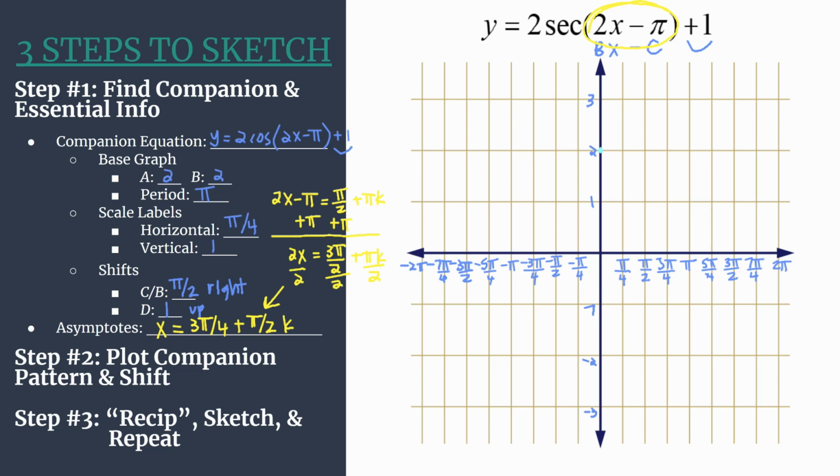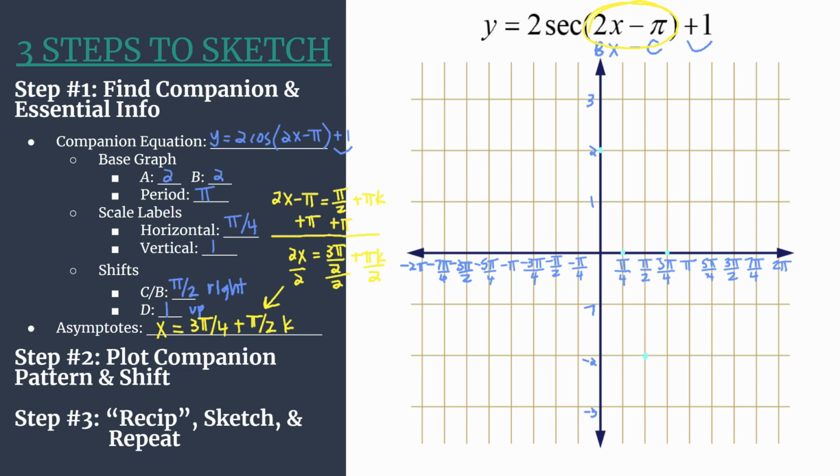Remember that your points for this base companion pattern should align with your horizontal tick marks. So move to pi over 4, that will be where your first x-intercept is. Move to pi over 2, we're going to have a minimum here, and you get the y-coordinate by taking the opposite value of a. And then at 3 pi over 4, your next horizontal tick mark, you have another x-intercept. You can see that cosine pattern already sketching in here.